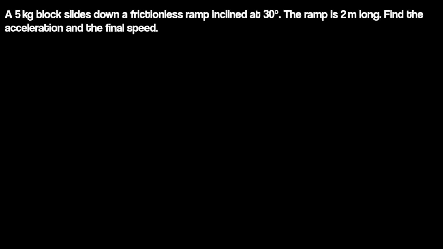All right, so we have this problem. A 5 kg block slides down a frictionless ramp inclined at 30 degrees. The ramp is 2 meters long. Find the acceleration and the final speed. So first, what we want to do is just draw our scenario. Let's grab a straight line tool and draw a ramp, and draw our box on top of the ramp.